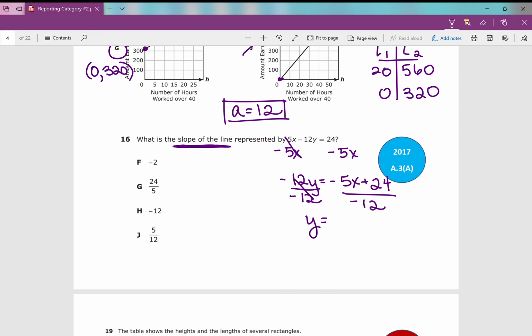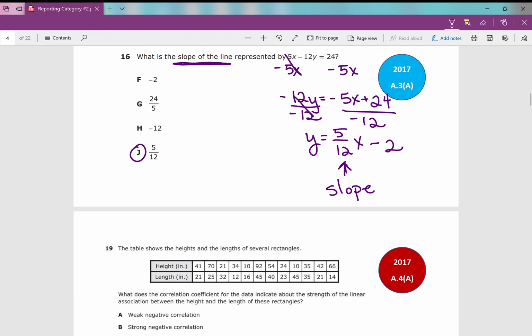Negative 5 divided by negative 12 is positive 5/12. Then 24 divided by negative 12 is negative 2. The number in front of the x is my slope. That's my m value. J is your answer. All right, we are rocking and rolling.